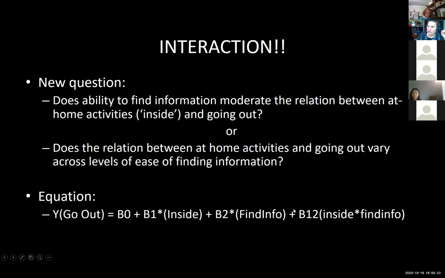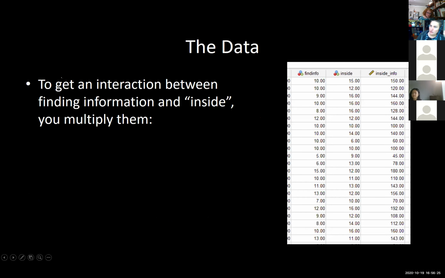So what does that look like? What I've done here, remember, to get an interaction between finding information and inside, you have to multiply them together. And so here is the variable for find information. Here is the variable for inside. And when I multiply them together, I get this variable, which I called inside underscore information, or info. So now I have an interaction term that I can put into my model.